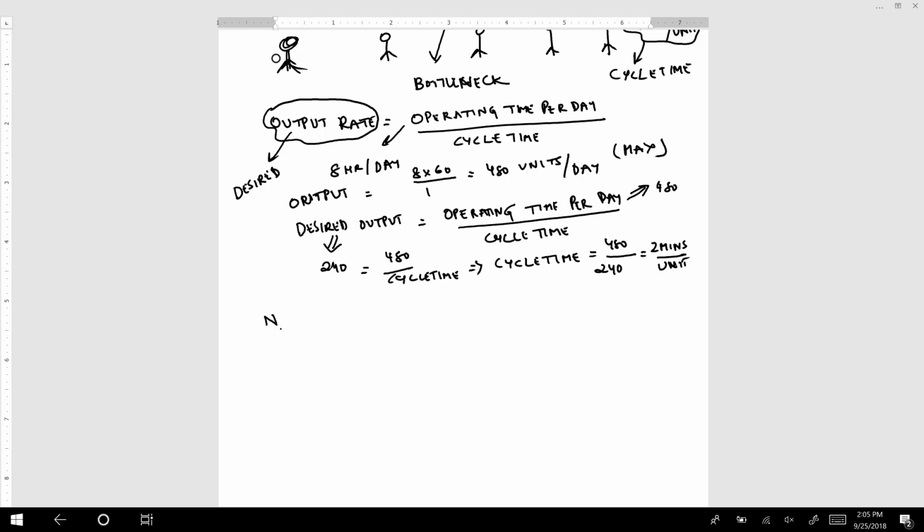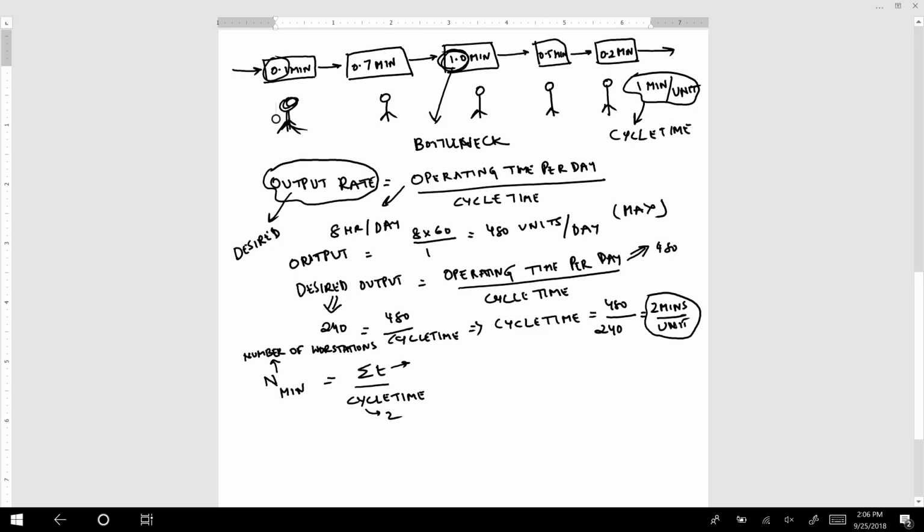So that is given by the formula n minimum. This is the number of workstations I need, that is equal to the sum of all t divided by the cycle time. So the cycle time from here I will get as 2 minutes, and the summation of the time periods for all the tasks is 0.1 plus 0.7, that is 0.8, plus 1, 1.8, plus 0.5, 2.3, and then 0.2. So this is equal to 0.1 plus 0.7 plus 1 plus 0.5 plus 0.2 divided by 2. So that is 2.5 divided by 2, that is 1.25. So I need 1.25 workstations.